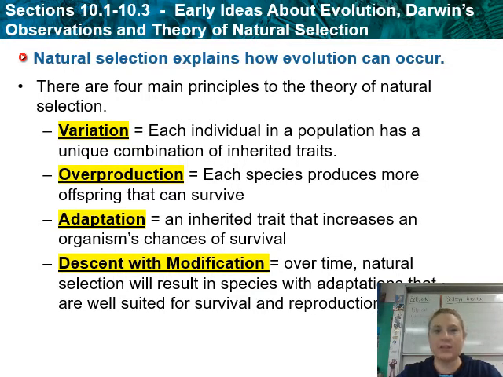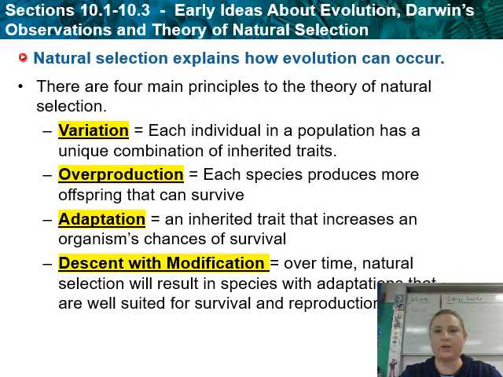So in variation, each individual in a population has a unique combination of inherited traits, right? We're all unique, all have different traits. Overproduction: each species in nature produces more offspring than can survive. Like, for example, my frogs, right? Frogs lay a lot of eggs. Are all those eggs going to turn into frogs? No, they're not, because a lot of them are going to get eaten up right from the jump.